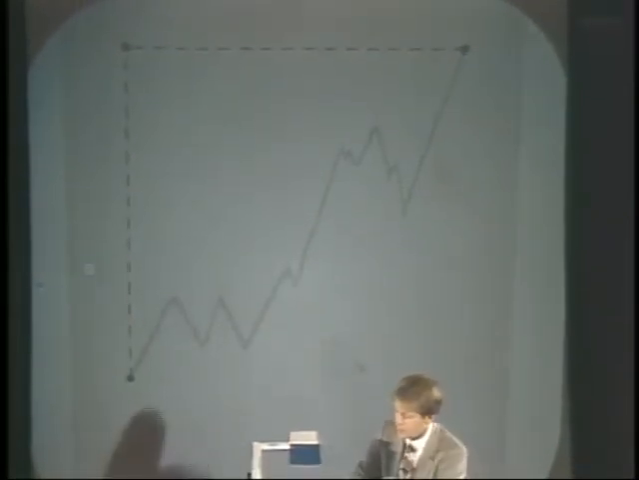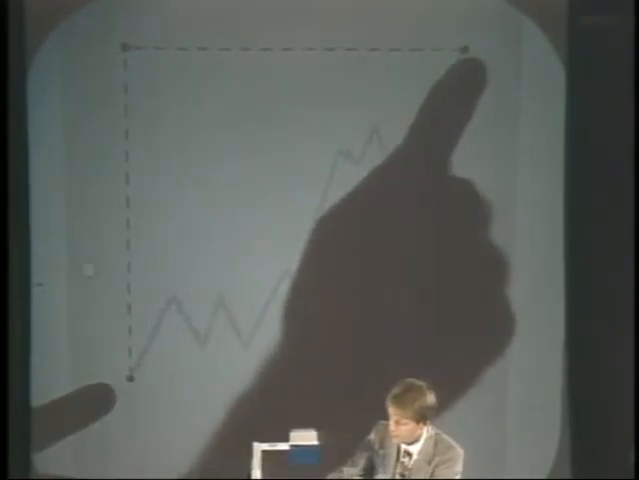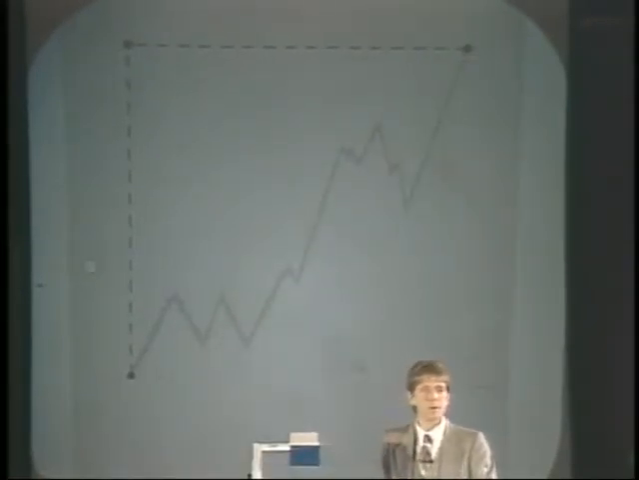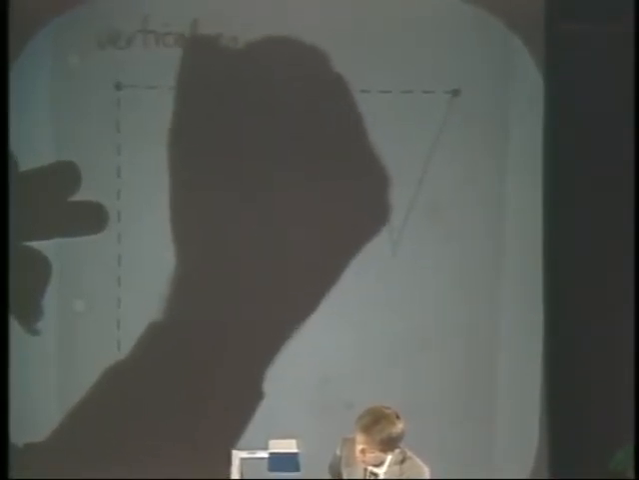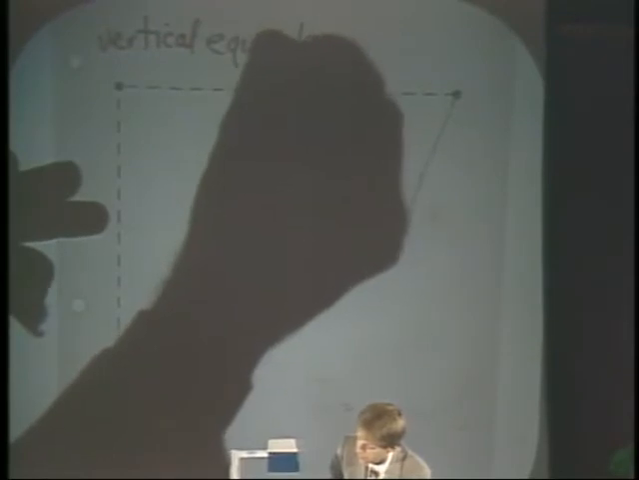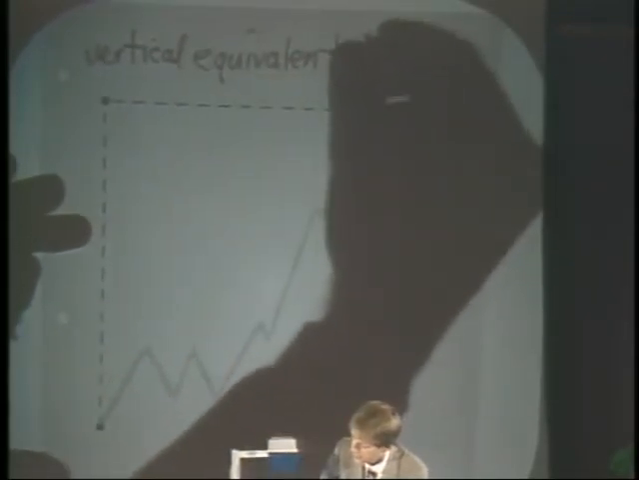So if you wanted to measure the length of this move from this point to this point, because you wanted to take Fibonacci relationships with regard to that, you would place the compass at the origin of the move, and you would place it at a vertical equivalent to the terminus of the move.